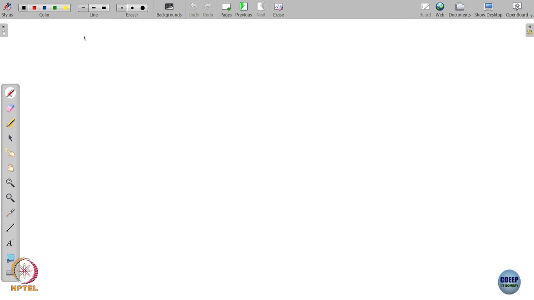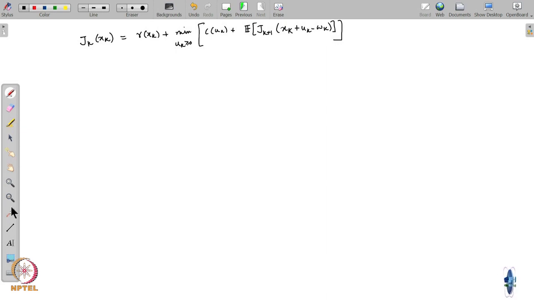More generally, what we are getting is this particular recursion: the value function at time k, as a function of a nominal state, not necessarily the realized state, as a function of a nominal state x k, is going to be r of x k plus the minimization over u k greater than or equal to 0 of c of u k plus the expectation of the value function from the next time onwards evaluated at that state, which is realized in this way. Now, this equation is essentially the cornerstone of solving such problems. This is what is called the dynamic programming equation.